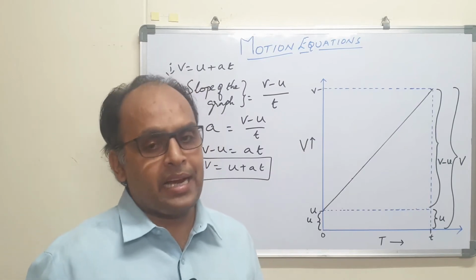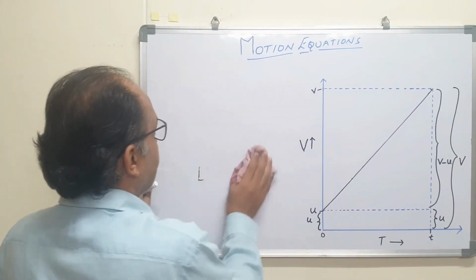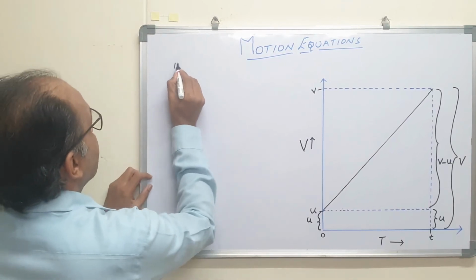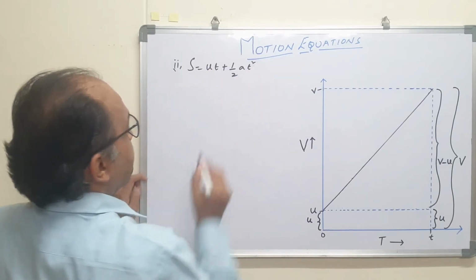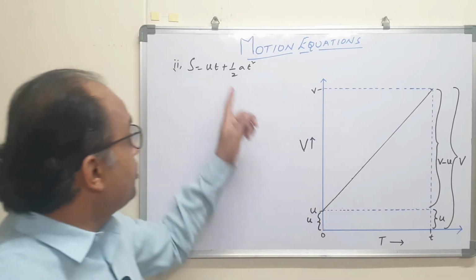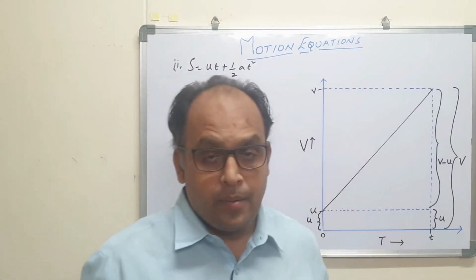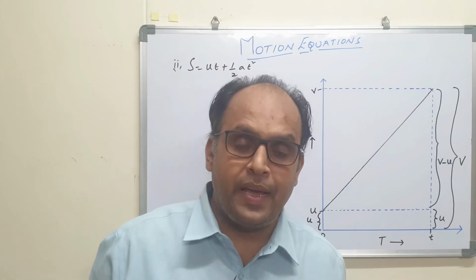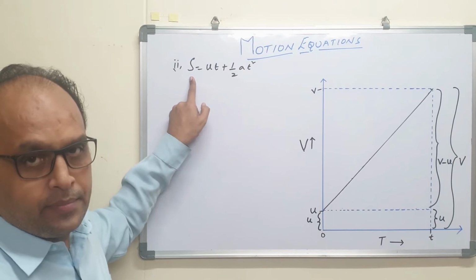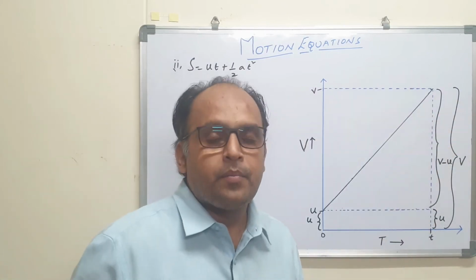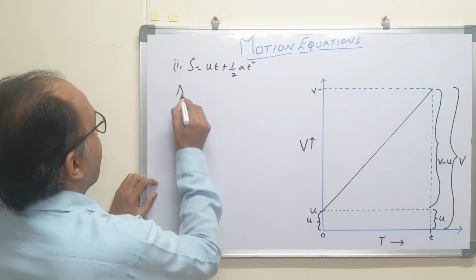Now let us try to derive the second motion equation. The second motion equation, as already discussed, is s is equal to ut plus half at square, right? Now u you can see in the graph, t you can see in the graph, a we can't see, but we cannot try to find out a, because if we try to find out a, we will end up getting the same first motion equation again. So we need to get displacement, and displacement is not there in the graph anywhere, but we can get it by finding the area under the graph.